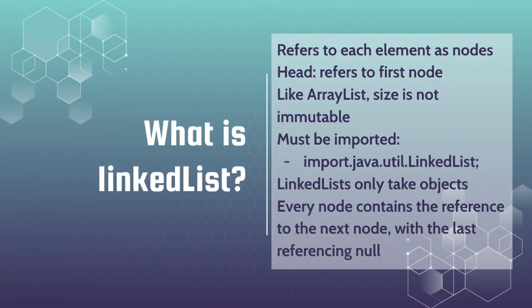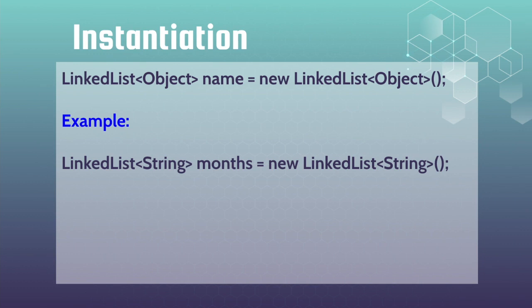Now, what is a linked list? A linked list is like array lists, but instead refers to each element as nodes. And the head points you to the first node, and like the array list, size is not immutable. Linked lists must be imported using import java.util.LinkedList. And unlike arrays, linked lists can only take objects. Every node contains the reference to the next node, with the last referencing null. So this is how you declare a linked list. As you can tell, it's very similar to the declaration of an array list since they're both lists.